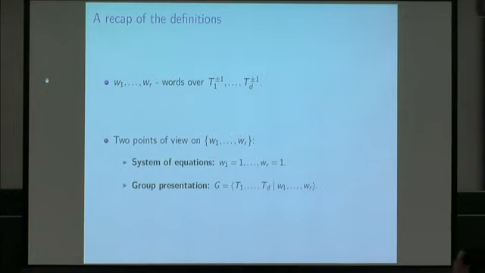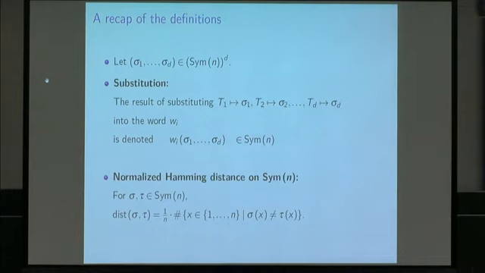Okay, so we have a set of words over some alphabet of letters and their inverses, and we have 2 points of view on this set of words: either a system of equations, each word equals 1, or a presentation of a group taking the letters as generators and the words as relations. And this is just to fix a notation.